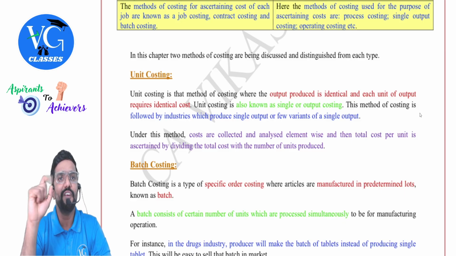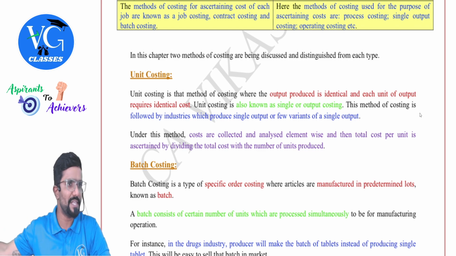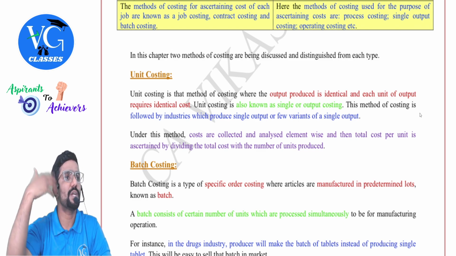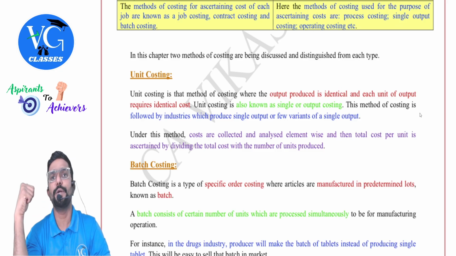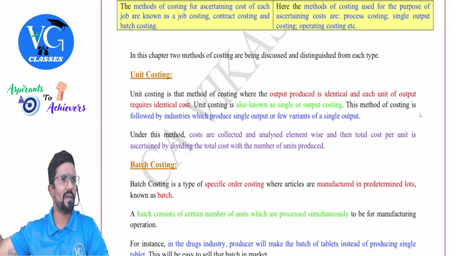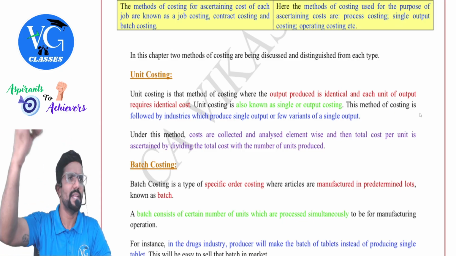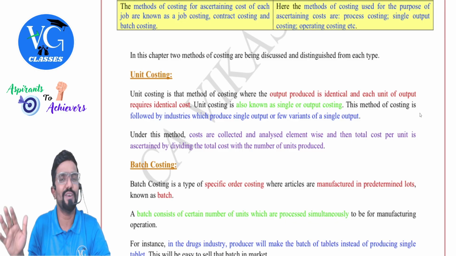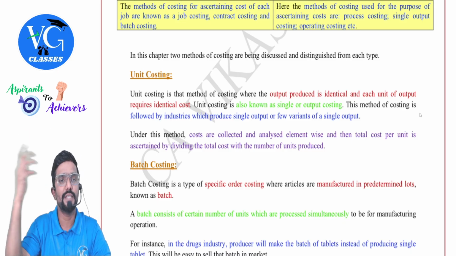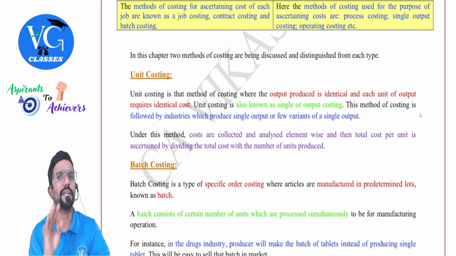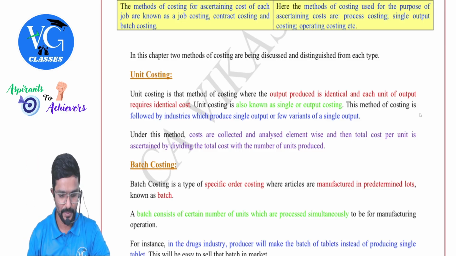Sir, who will follow unit costing? When a company is manufacturing one product on a continuous basis, they will follow unit costing or single output costing. So through this method, what do they do, sir? They will calculate the total cost, which includes all the expenses: material, labor, overhead, everything. It is easy now because they are not doing multi-product. Any expenses they have incurred is for this product. So just calculate total cost divided by number of units. You will get cost per unit.